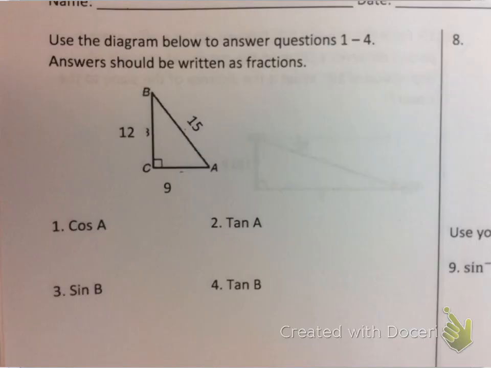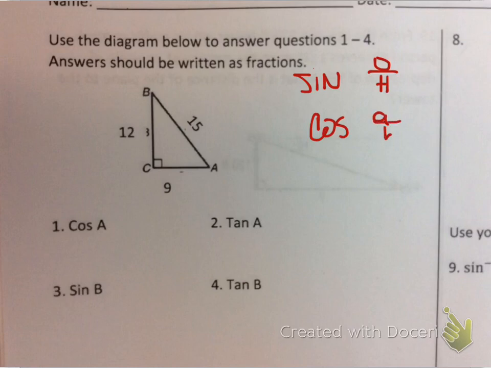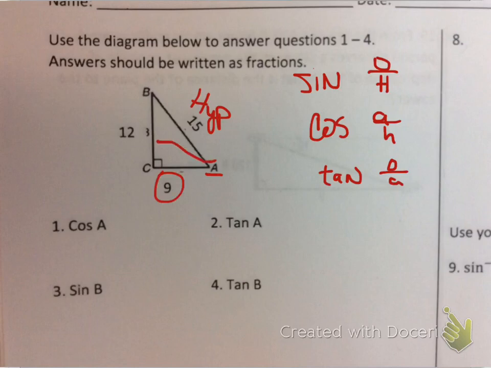Okay, so on simple problems like this, we want to make sure we can say, here is the 9, 12, 15. We know for sure that the 15 is the hypotenuse. Sine is opposite over the hypotenuse, cosine is the adjacent over the hypotenuse, and tangent is the opposite over the adjacent. Here's that hypotenuse. Now, in reference to A, 9 is adjacent because the 12 would be the opposite to A. Keep that in mind.